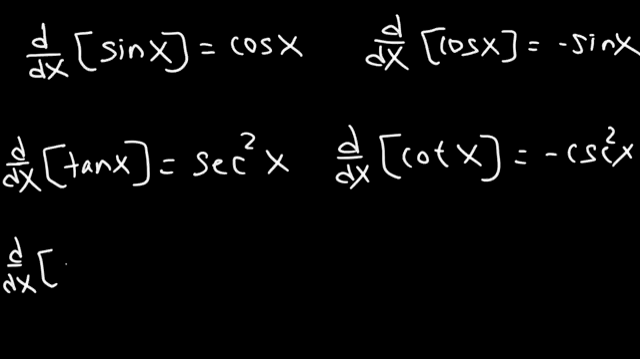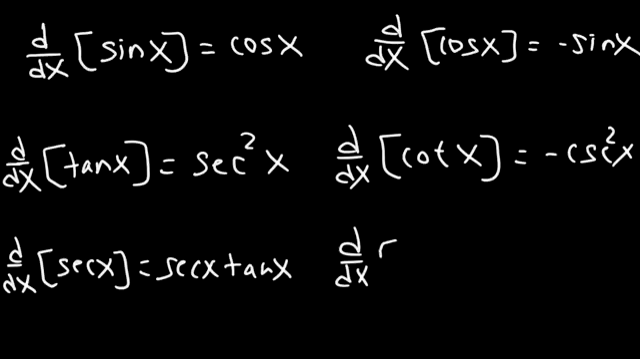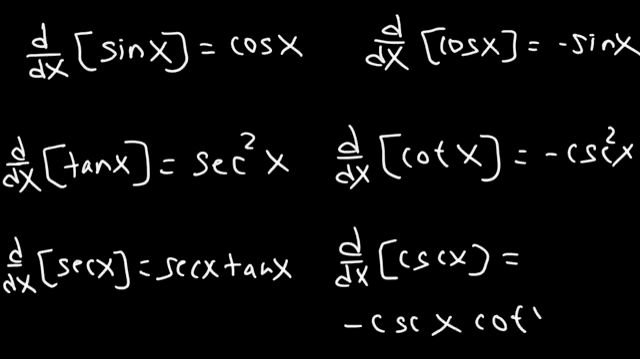Now, the derivative of secant x is secant x tangent x. Based on that, what do you think the derivative of cosecant x is going to be? This is going to be negative cosecant x times cotangent x. And notice this pattern. Anytime you have a trig function that starts with a c, notice that in the derivative they all have a negative sign. So that can help you to remember the derivative of the 6 trigonometric functions.